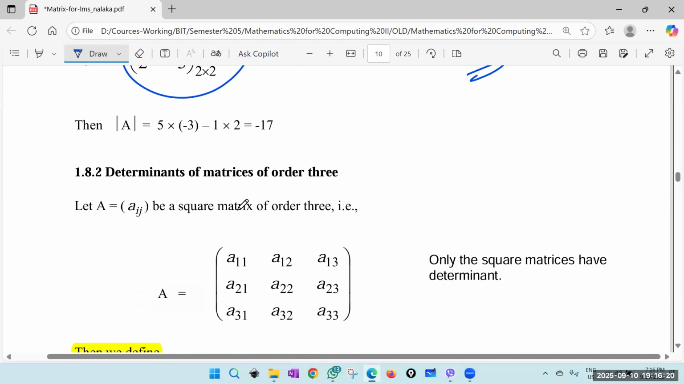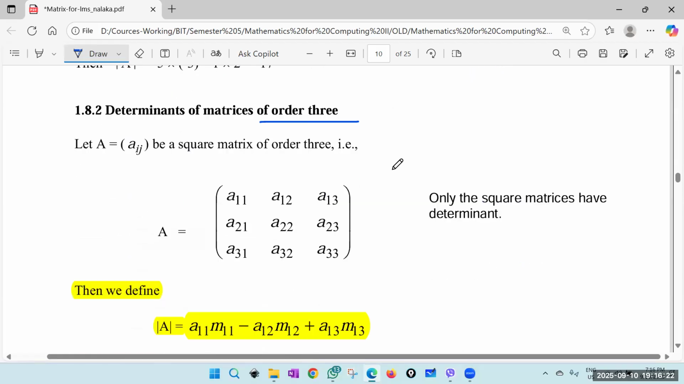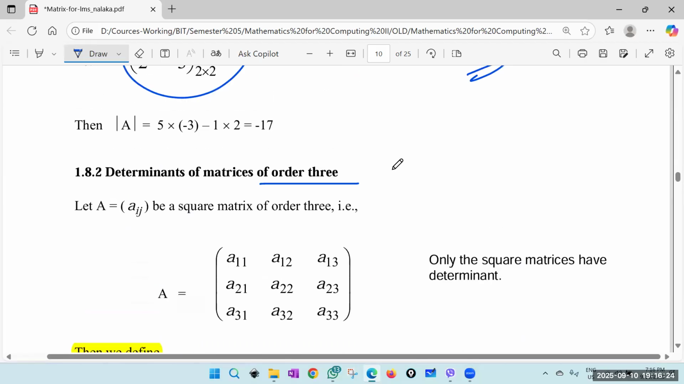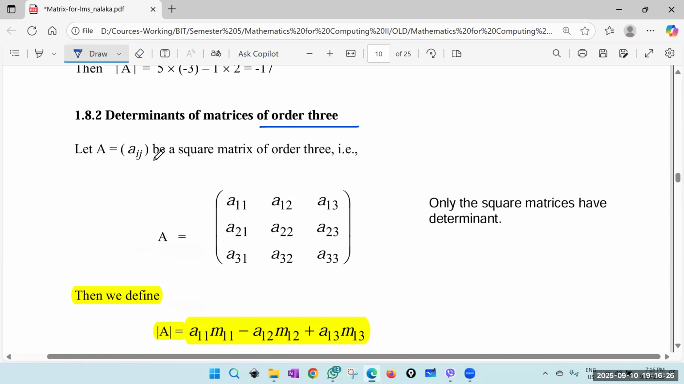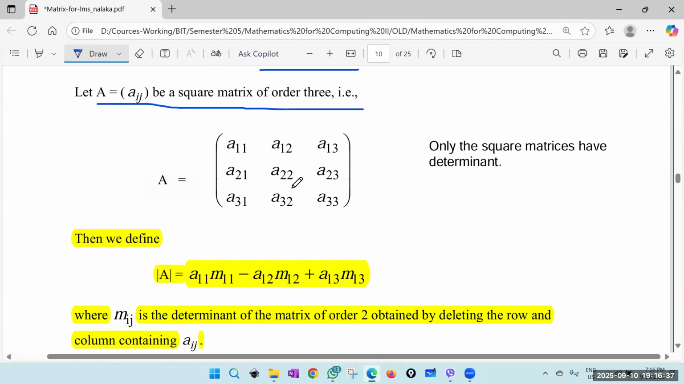Right. So what if you have order 3, 3 by 3? Now things are getting a little bit more complicated. Again, let Aij be a square matrix of order 3, or 3 by 3. So how do you calculate the determinant? There's a way to do that. You can take any row or any column and calculate the determinant. This is how you do it.